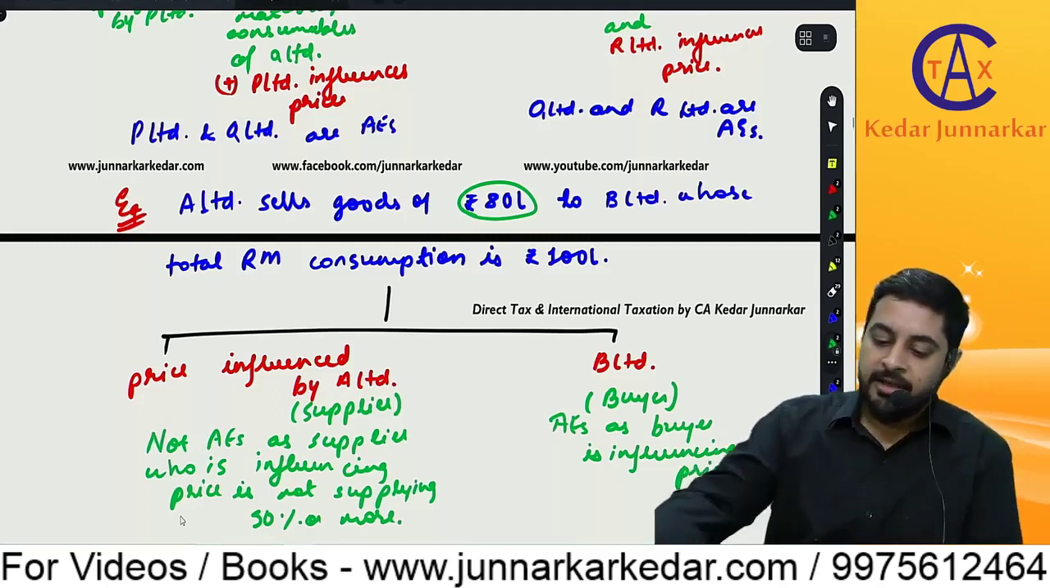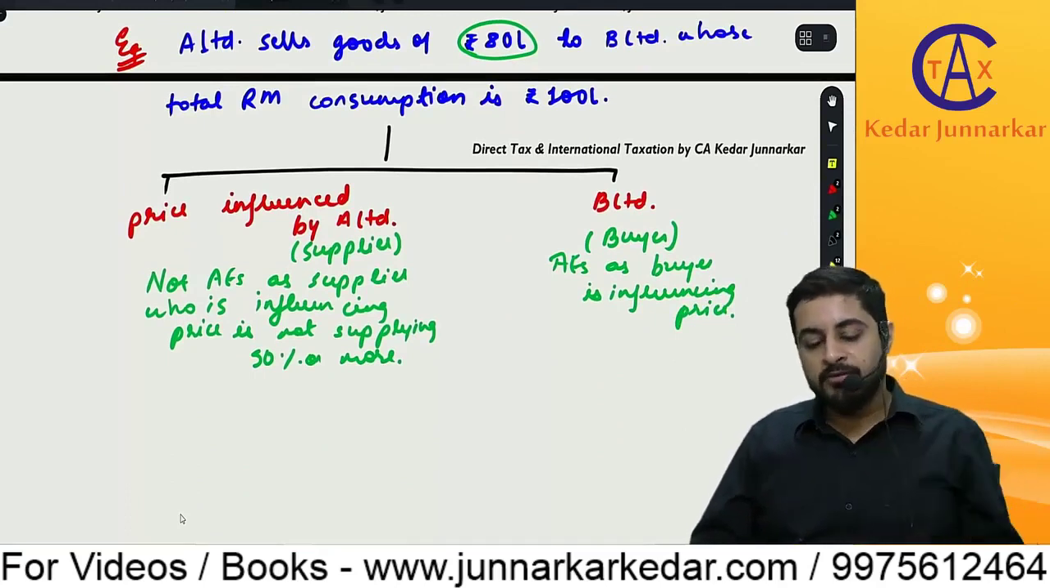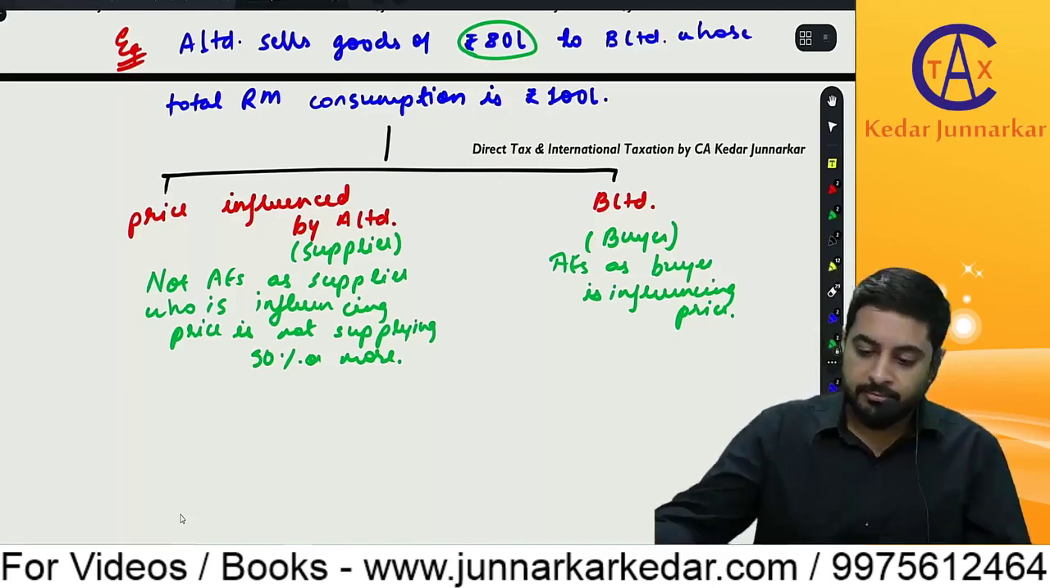So it depends. If the supplier is influencing the price, then they will be AEs only if 90% or more of the raw material requirement of the buyer is supplied. But if the buyer is influencing the price and the supplier is not supplying 80% or more or 90% or more, still they will be considered as AEs.